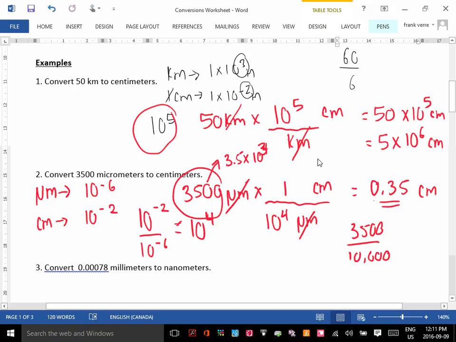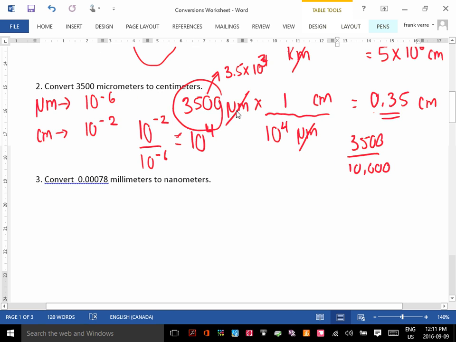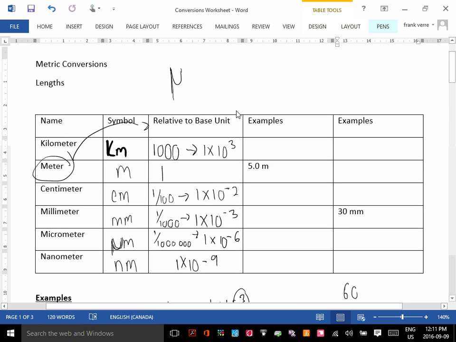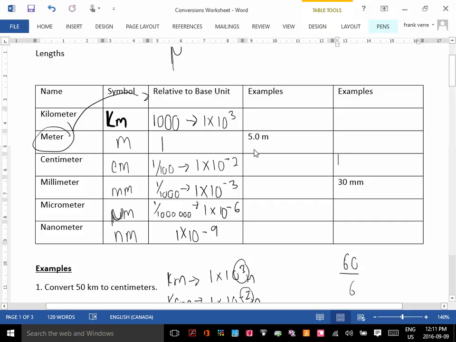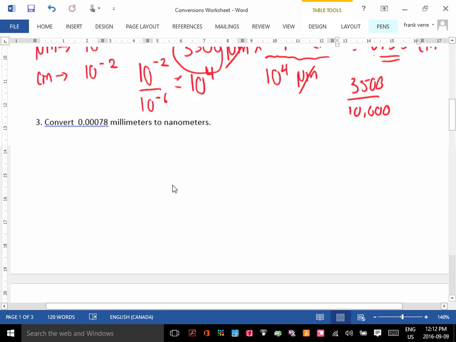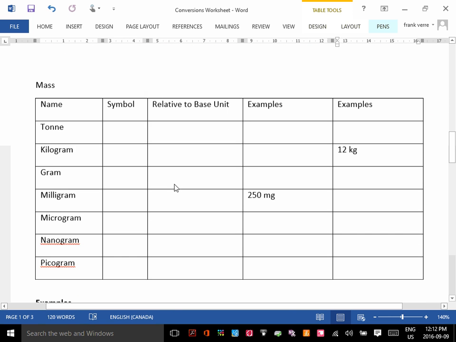Okay, I'm going to leave the last one for you to do. And then I also want you to try these ones. So here I have a meter. I want you to convert 5 meters into kilometers, centimeters, millimeters, micrometers, nanometers. Here I want you to try 30 millimeters and convert it into centimeters, meters, kilometers, and so on. We'll just do a few more, but I want to look at mass.